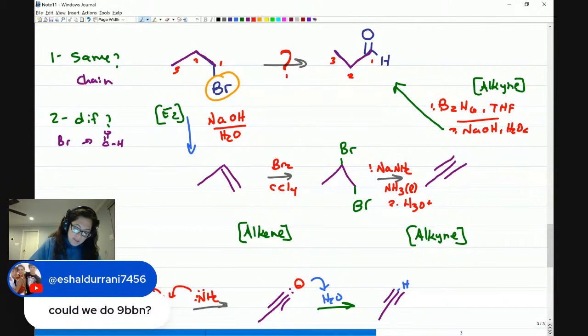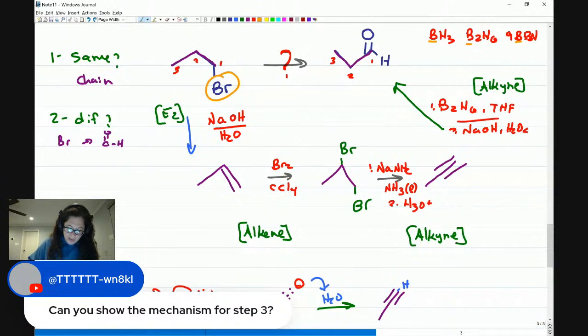Can we use 9-BBN? Yes. So 9-BBN, let me write them out here. So we have BH3, B2H6, 9-BBN. What do they all have in common? It's a boron for hydroboration. It's just a matter of which one you learn. A couple of students learn the 9-BBN, B2H6, I think is the most commonly taught, but all of them are correct.